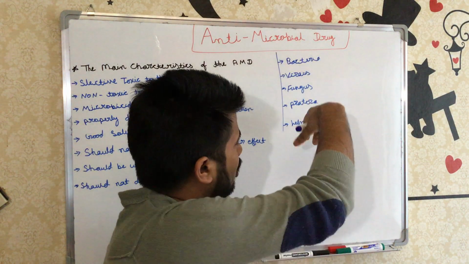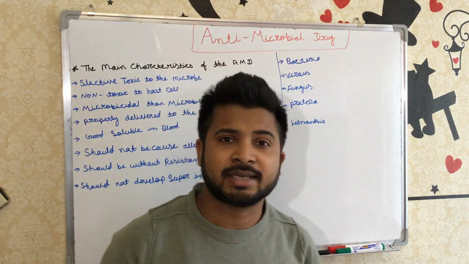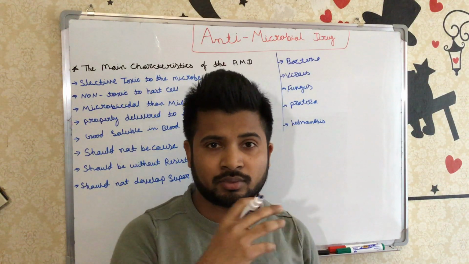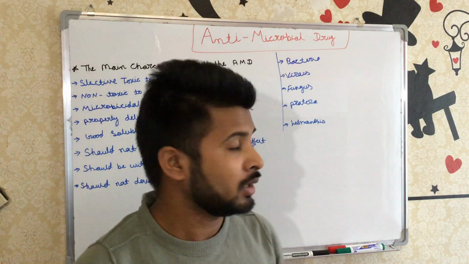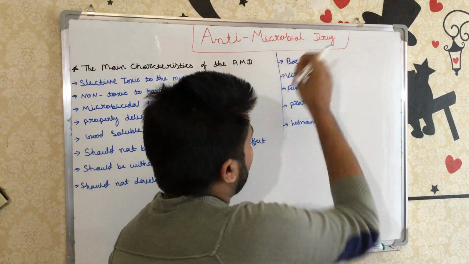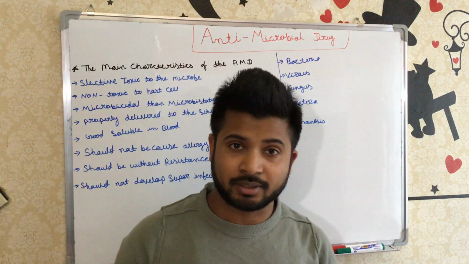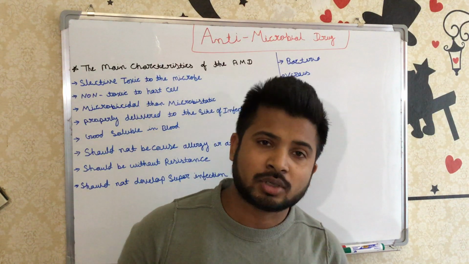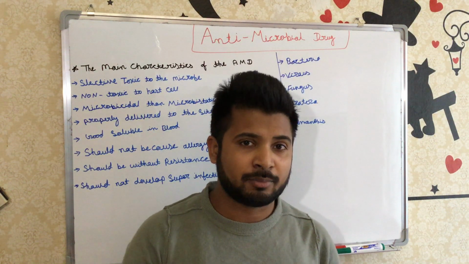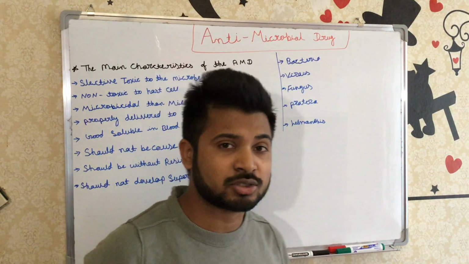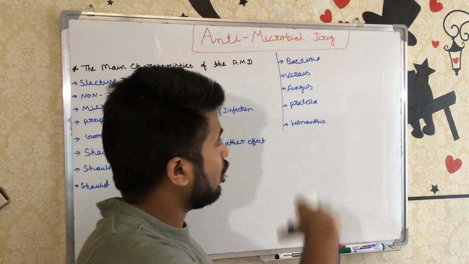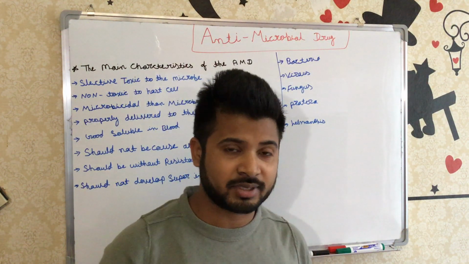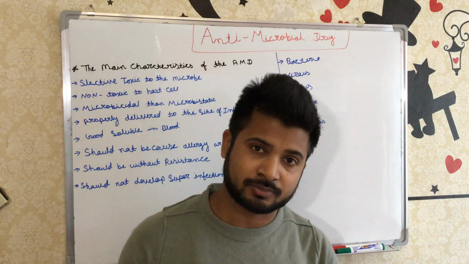we can say the drug is an antimicrobial drug. If it kills bacteria, we say antibacterial; virus, antiviral; fungus, antifungal; protozoa, antiprotozoal; and helminthes, anti-helminthes or antiparasitic. So all of these belong to the antimicrobial drugs.